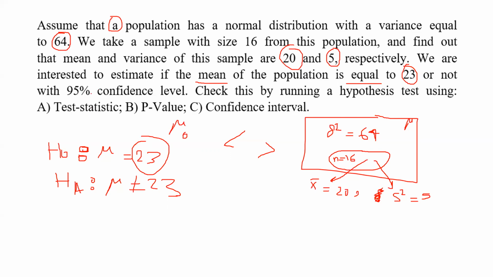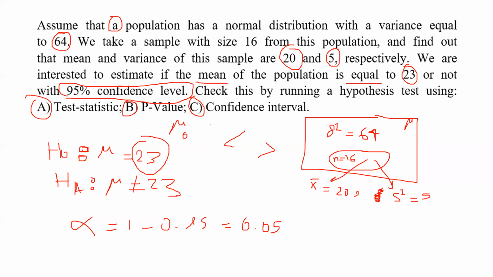And we want to run this test at 95% confidence level. What does it mean? It means that your alpha is 1 minus 95%, which is 5%. Okay, all of these are just the assumptions. So check this by running a hypothesis test using 3 different methods we are going to use to solve these assumptions. Actually, there's a question. So we want to solve the question related to those assumptions.